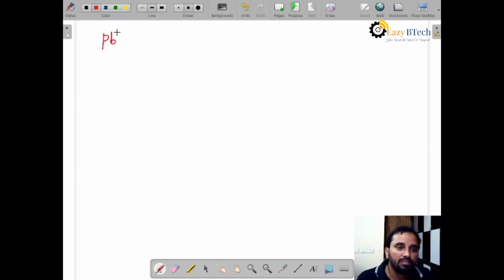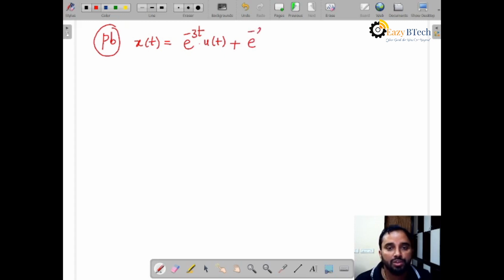Another problem is: x of t, find the Laplace transform and ROC. X of t is equal to e power minus 3t u of t plus e power minus 2t u of t, and find the ROC. ROC also we have to do. Right, so here we have two exponentials, e power minus 3t u of t and e power minus 2t u of t. So let's go to the solution.